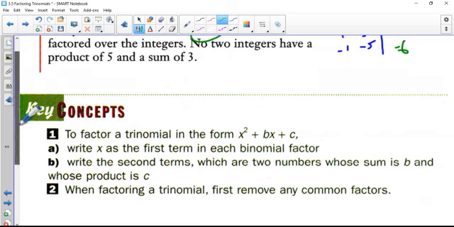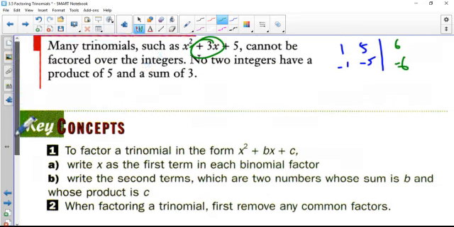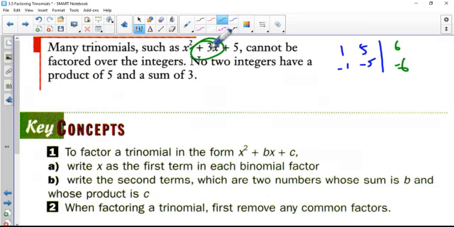So some of the key concepts to factor a trinomial in the form of x squared plus bx plus c. You're going to first write x as the first term in each binomial factor, then write the second terms as they appear as b and c. So the sum has to be b and the product has to be c. What that means is the sum has to be b, so this middle term has to add to this one, and the product has to be c, so it has to multiply to give you that one.